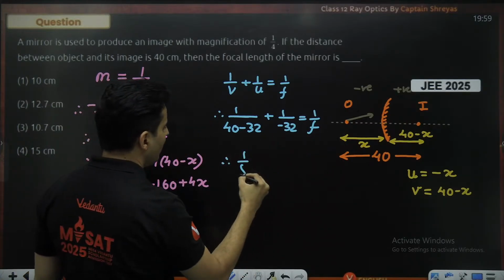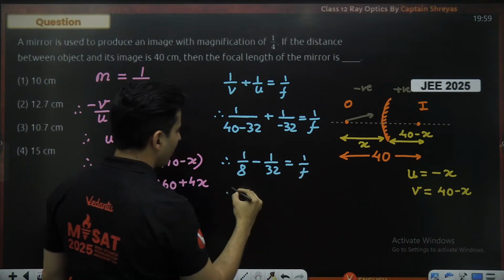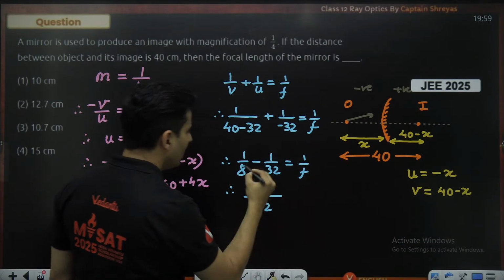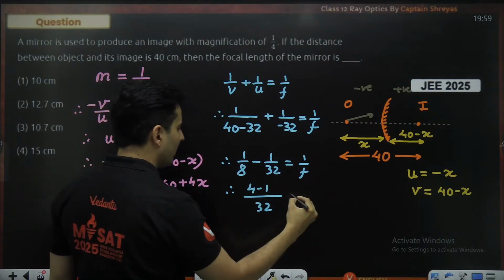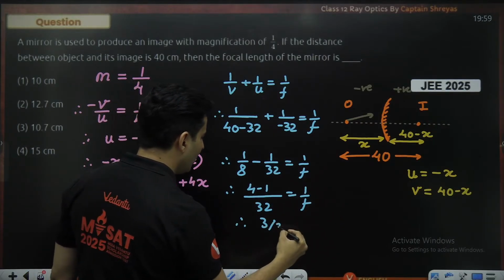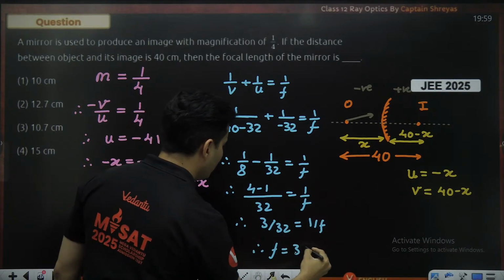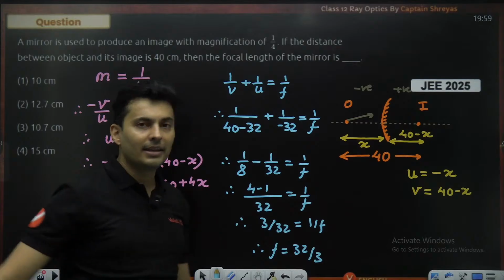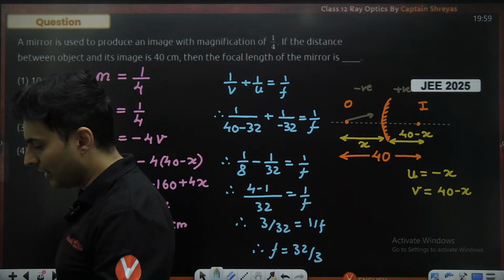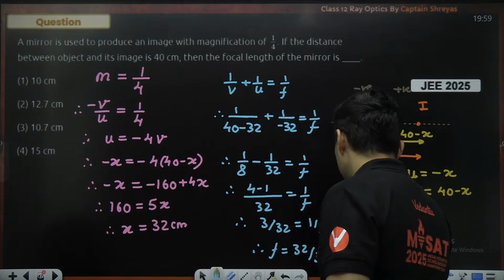That's it. So 1 by 8 minus 1 by 32 is 1 by f. LCM is 32. 8 goes with 32 4 times. So 4 minus 1 is 1 by f. 4 minus 1 is 3. So 3 divided by 32 is 1 by f. Therefore, f is nothing but 32 divided by 3. So 32 divided by 3, how much will it be, guys?